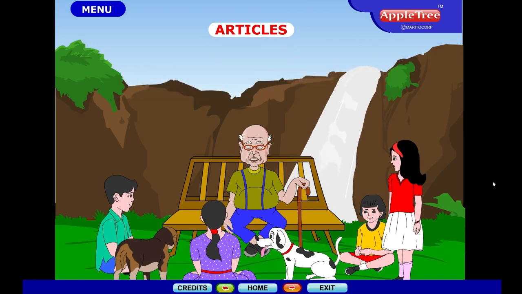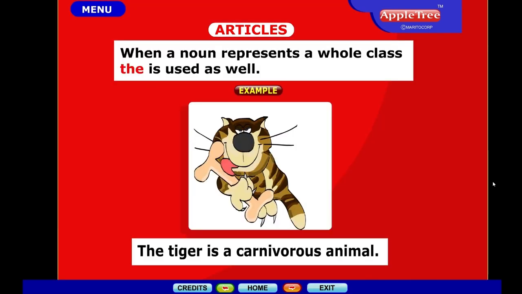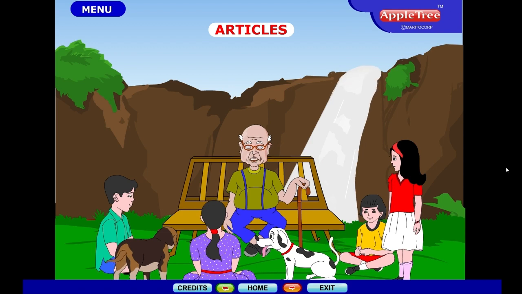Are there any other occasions the article the should be used? The article the is also used before superlatives. Example: The elephant is the biggest land living animal. When a noun represents a whole class, the is used as well. Example: The tiger is a carnivorous animal.